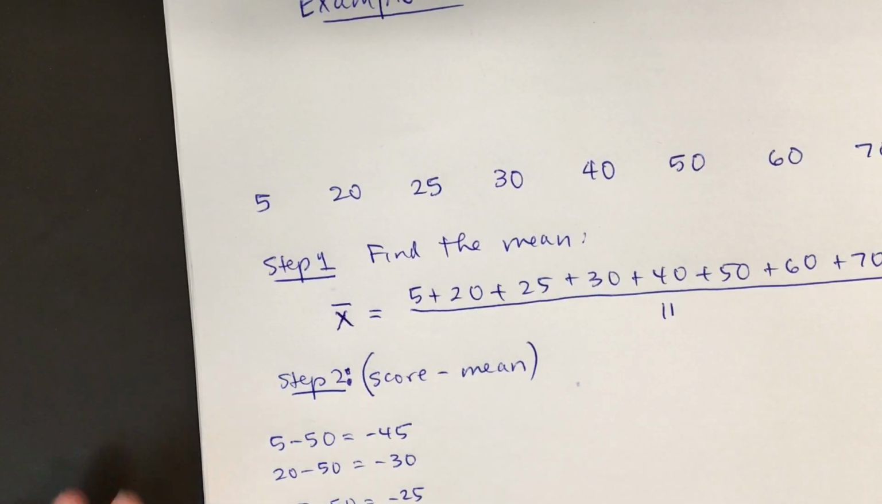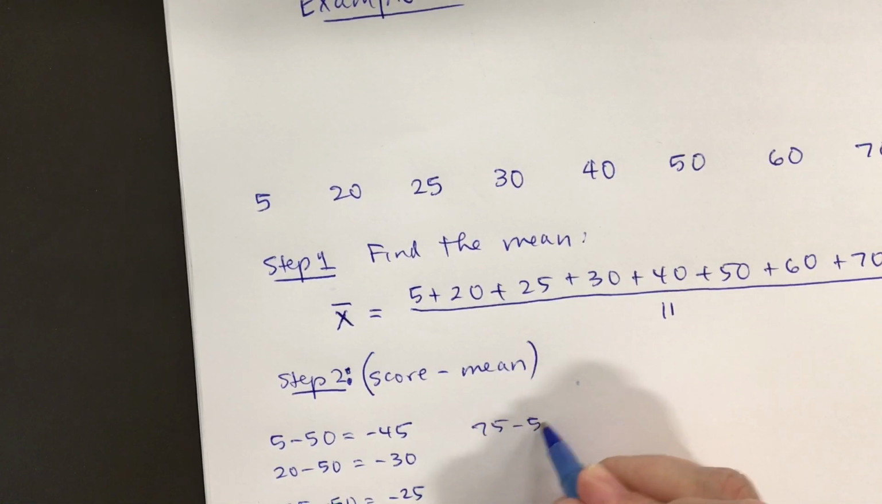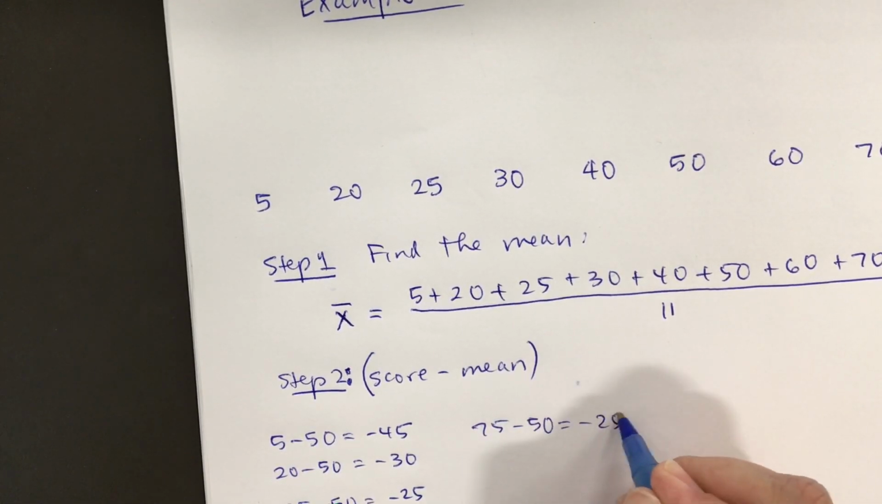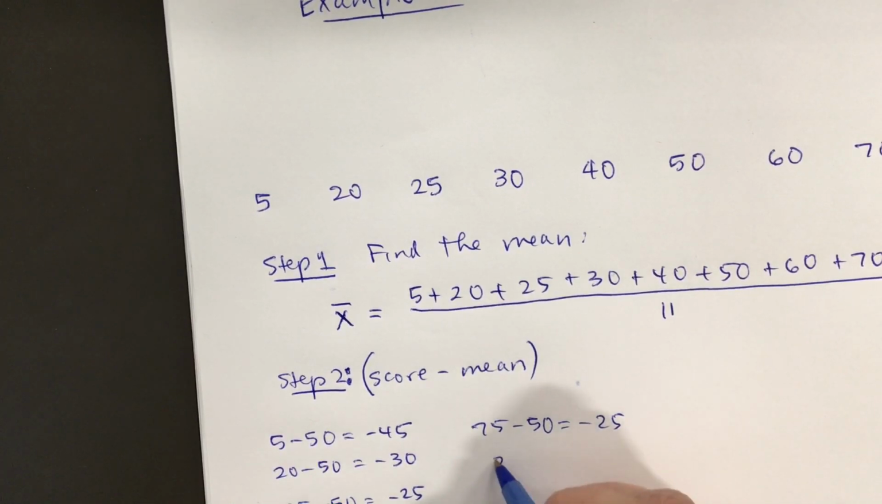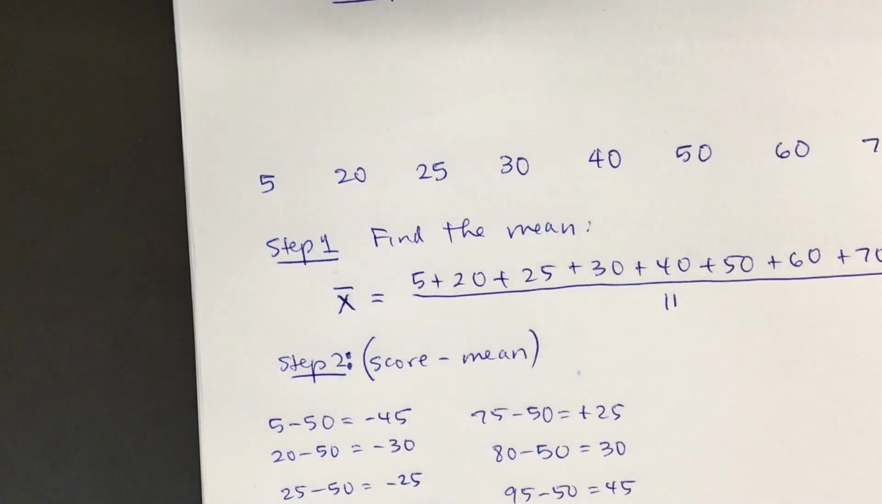I have to go to a new column to finish it. 75 minus 50 is negative 25. 80 minus, oh, that's positive. Thank you for that. 80 minus 50 is 30. 95 minus 50 is 45.